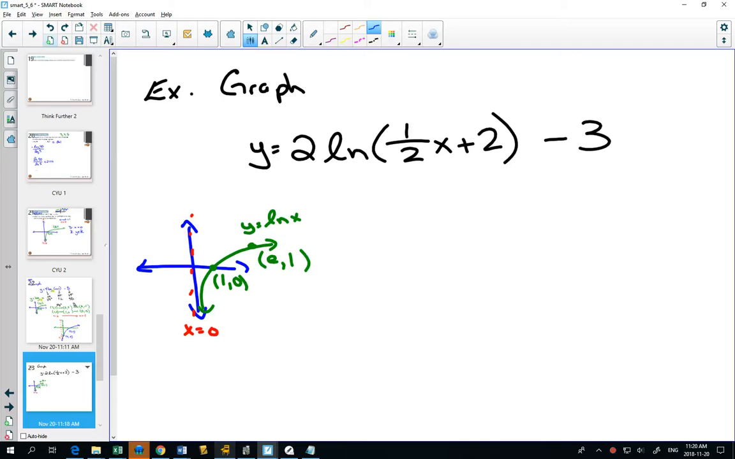What kind of transformations do we have? What's this 2? Horizontal or vertical? Diagonal. Close. Vertical stretch. You'll multiply y by 2. And the 1/2 is a horizontal stretch, x by 2. What about this 2? Horizontal translation, how much? 4 to the left, of course.